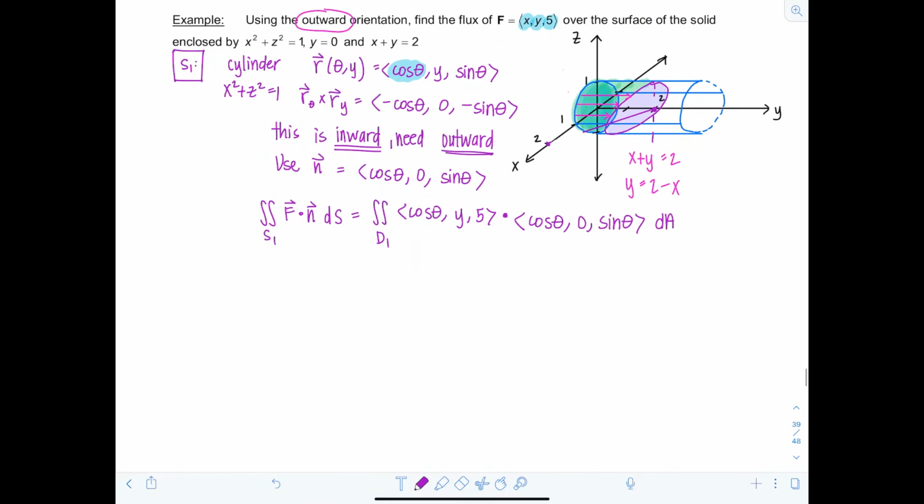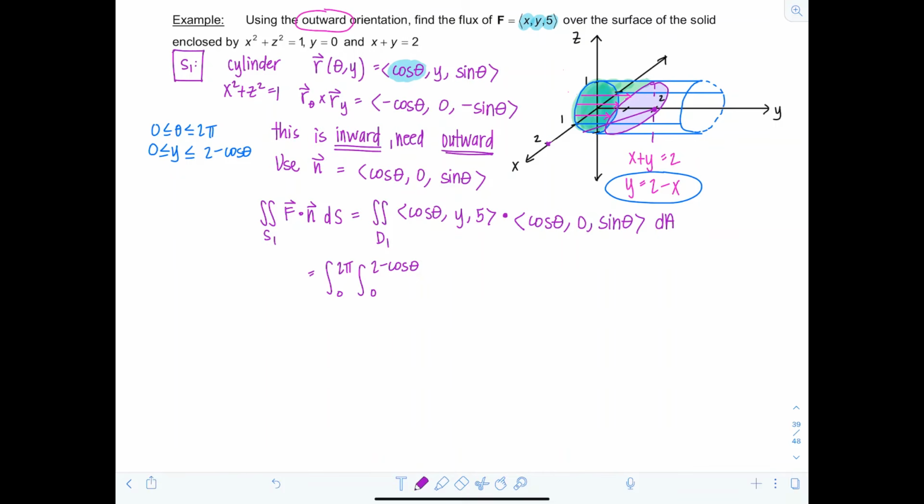Remember, we defined our limits for theta and y previously. So theta was bounded between 0 and 2 pi. And if you'll remember, y was bounded below by 0 and above by the plane 2 minus x, which is 2 minus cosine theta. So limits for theta have to go on the outside because those are the only constant limits we have. So we'll have 0 to 2 pi and then 0 to 2 minus cosine theta.